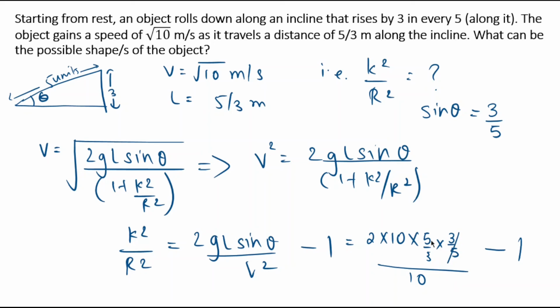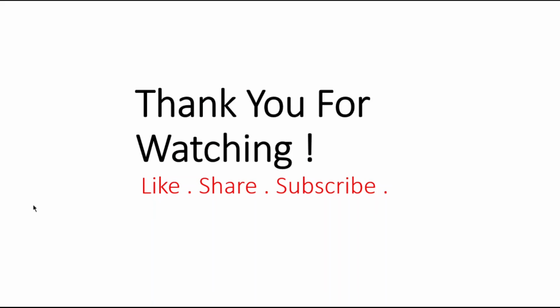So these things cancel, 10 and 10 cancel, and this remains 2 and here 1, which will be k square by r square equal to 2 minus 1, which is 1. So the object corresponding to the k square by r square ratio equal to 1 is either a ring or a hollow cylinder.